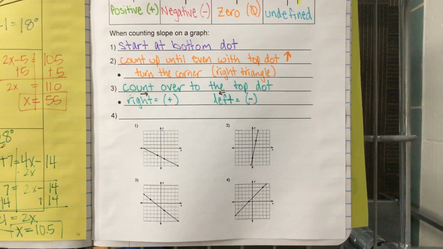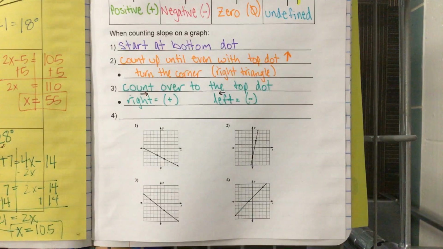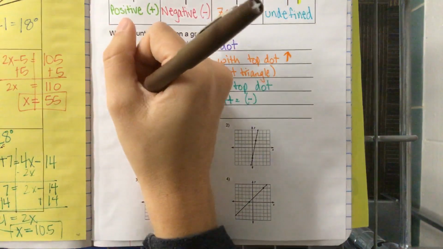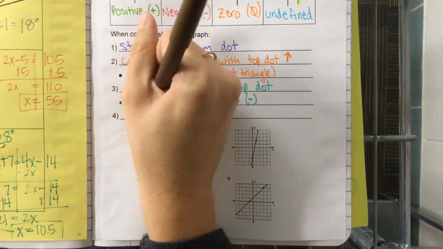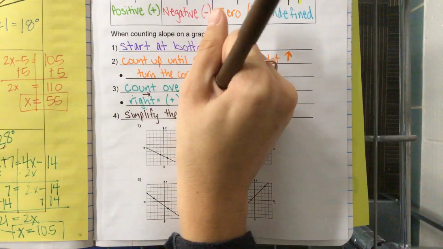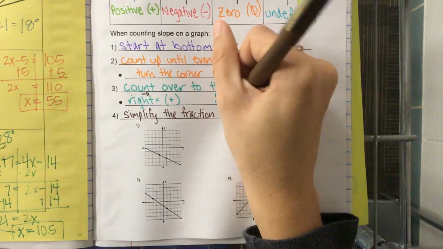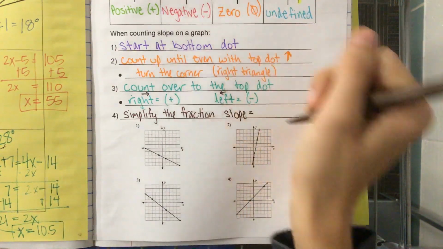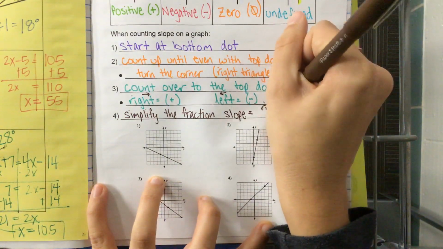And so here, if you look, we've counted two things. So we'll have two numbers, and we're going to put those two numbers into a fraction, and our last step is going to be simplify the fraction. And here is what our fraction is. Our fraction is going to be slope equals rise over run. Slope equals rise over run.